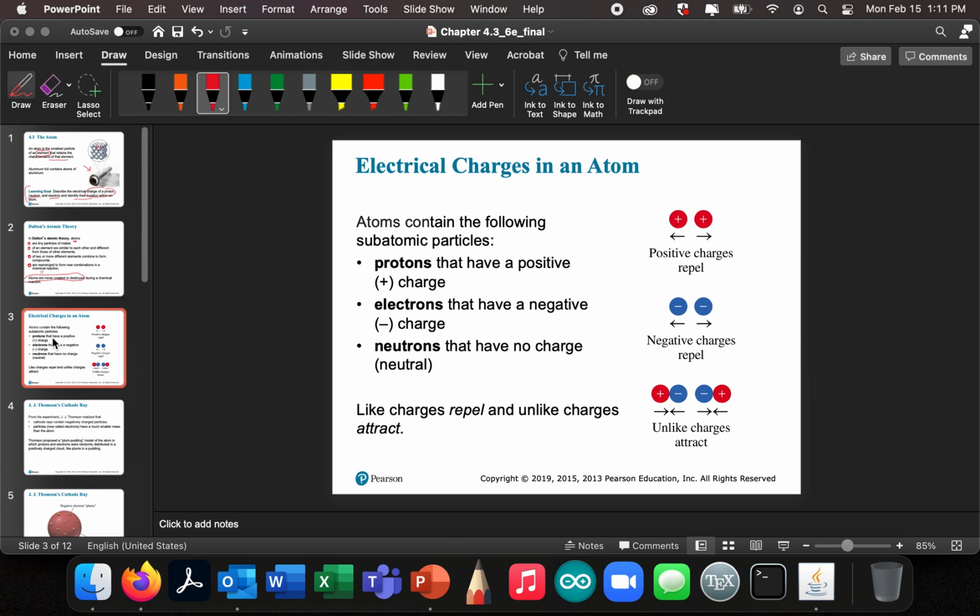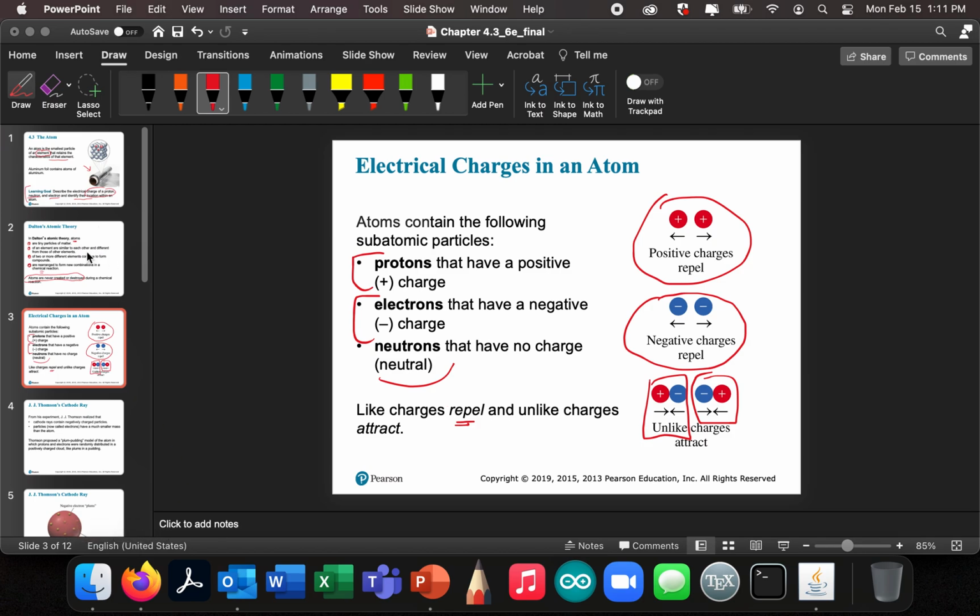So, the electrical charges in an atom: it's important to appreciate that we have protons, which have a positive charge, electrons, which have a negative charge, and neutrons, which have no charge at all. We know that positive charges repel each other, and negative charges repel each other, but unlike charges attract, right? So a negative and a positive are going to come together. Like charges repel and unlike charges attract.